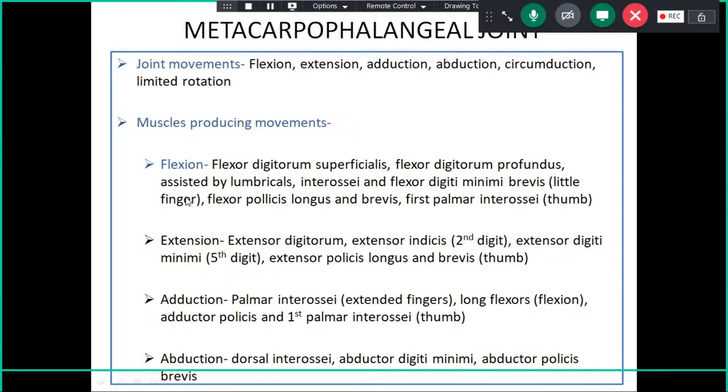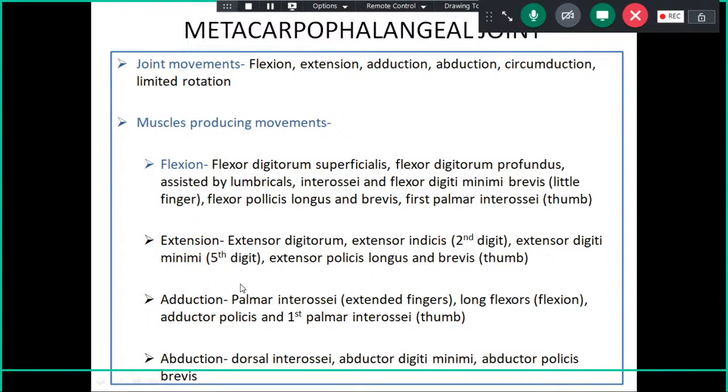For flexion at the metacarpophalangeal joints, obviously we know the tendons which are crossing the joint cavities: we have the flexor digitorum superficialis and profundus, assisted by the small intrinsic muscles of the hand, that is the lumbricals and interossei, and flexor digiti minimi, flexor pollicis longus and brevis, and the interossei for the thumb.